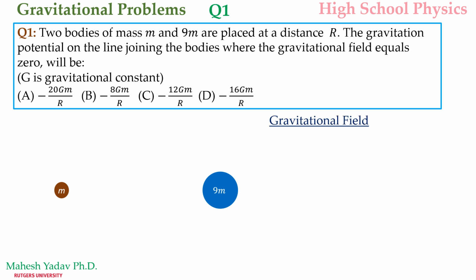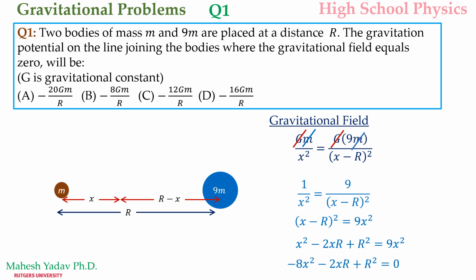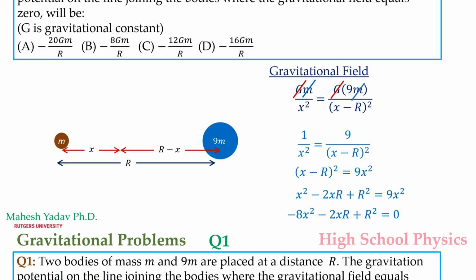Let us say, at distance x from the smaller mass, the field is zero. Then, at a distance r minus x from the 9m mass, the field at that point will be the same and in the opposite direction. We do the math and find that we need to solve a quadratic equation. Let us solve this in the next page.